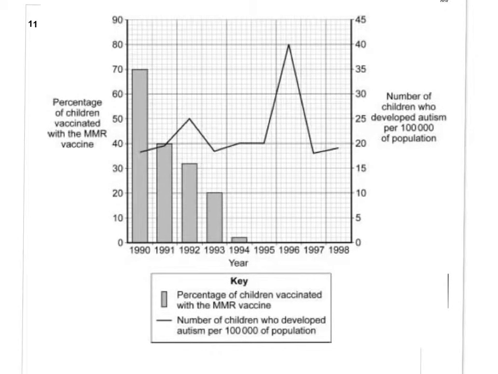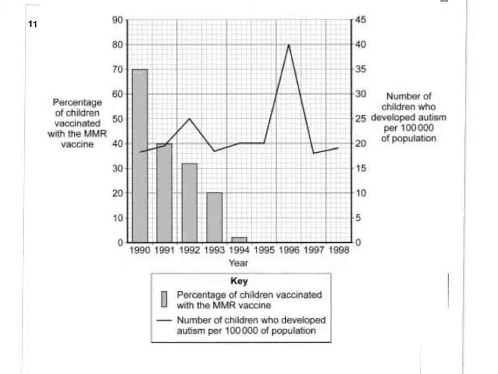We'll look at the general pattern. So we can see that the key down here shows that the percentage of children vaccinated with MMR is shown by the bars, and the number of children with autism is shown by the line. So we know exactly what we've got to look for there. So if we start off in 1990, 70% of children were vaccinated with MMR, and that resulted in about 36% of them actually suffering with autism.